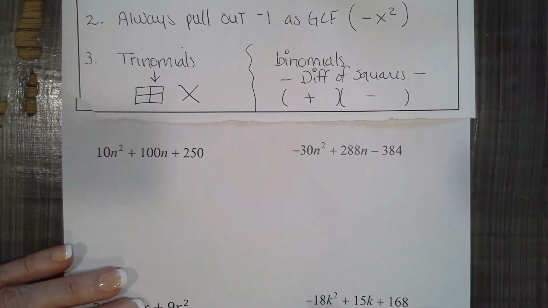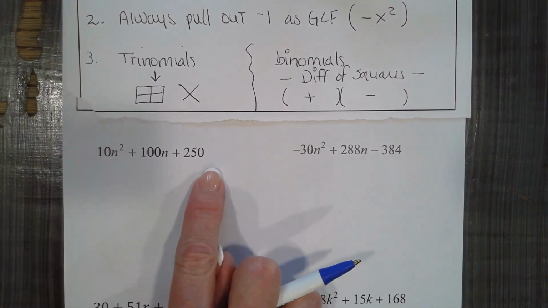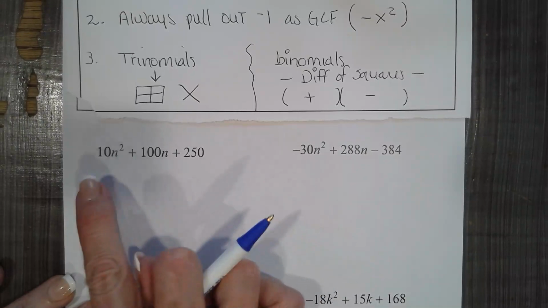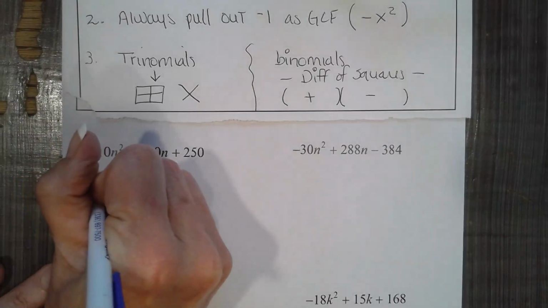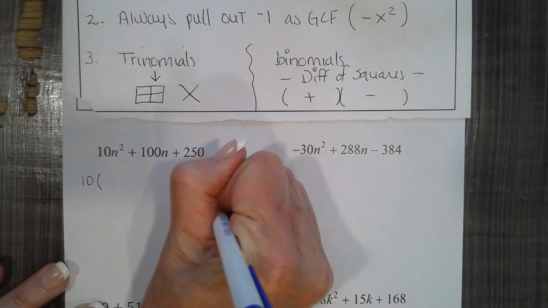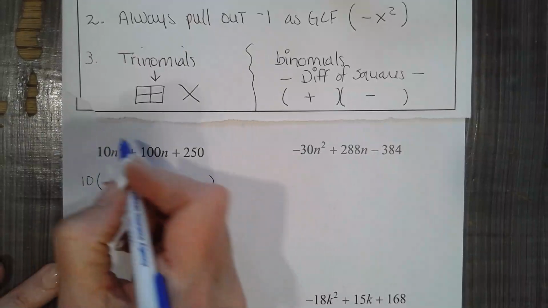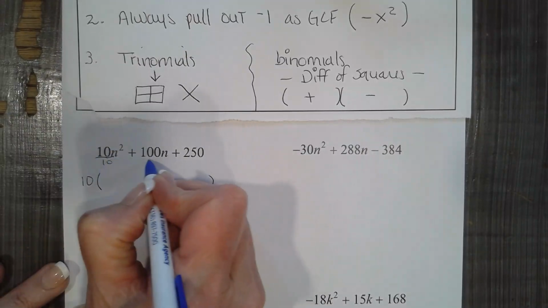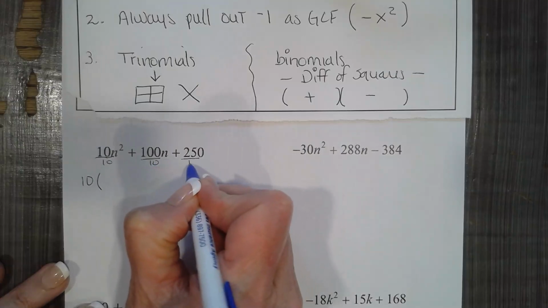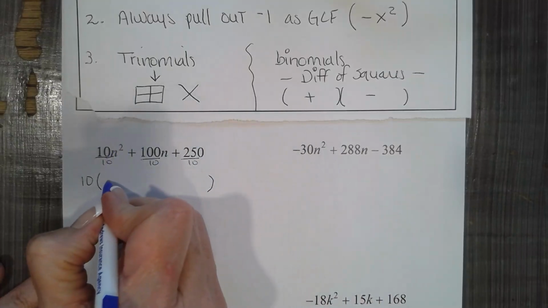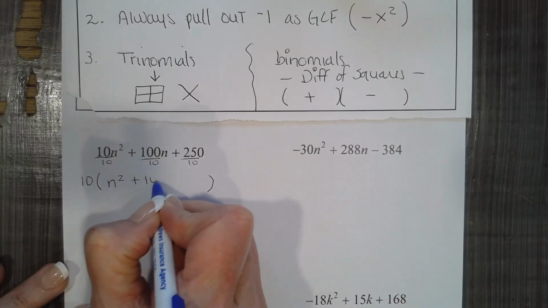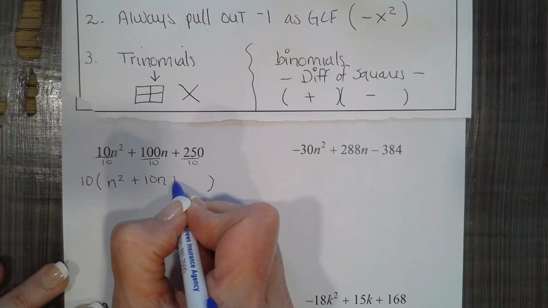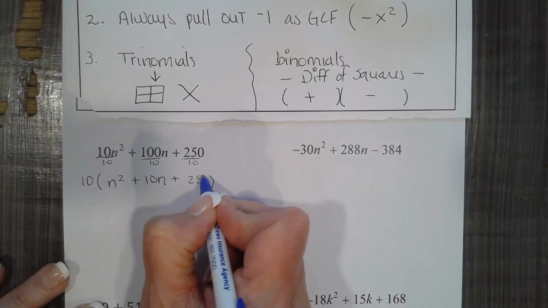We always want to look for a greatest common factor. And we do have one. The greatest common factor here is 10. So we're going to pull out our greatest common factor, and we set up one parenthesis. And to figure out what goes in the parentheses, we divide everything by the greatest common factor. So here we're going to have n squared. Here we're going to have a positive 10n. Here we're going to have a positive 25.